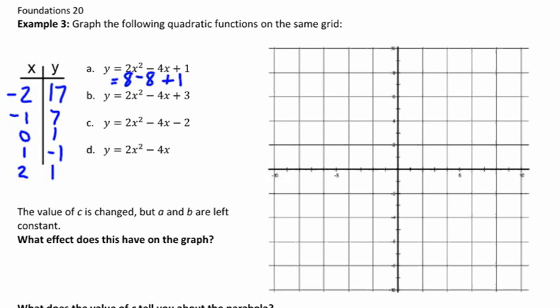So plotting those, negative 2 and 17. That'll be pretty high up here. Negative 1 and 7. 0 and positive 1. 1 and negative 1. 2 and 1.